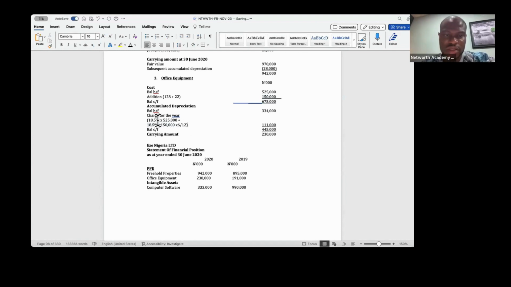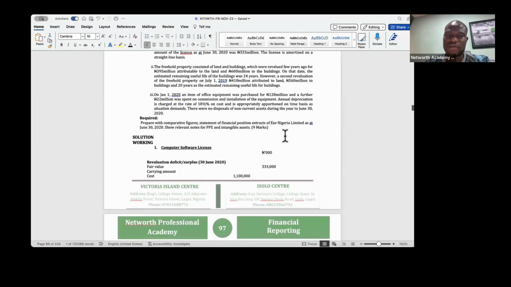By the time I add the two together, I get 111,000. So by the time I add this 334 plus 111,000, my accumulated depreciation is 445. So my cost of 675,000 minus my accumulated depreciation of 445 gives me a carrying amount of 230,000. And that is it for this question.